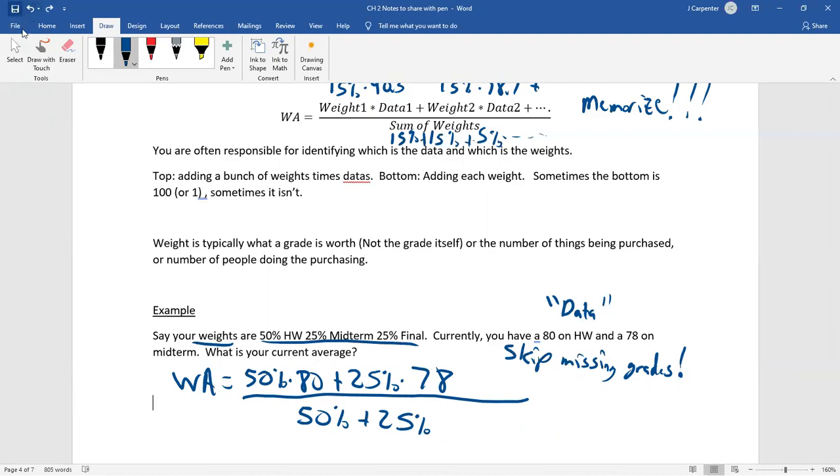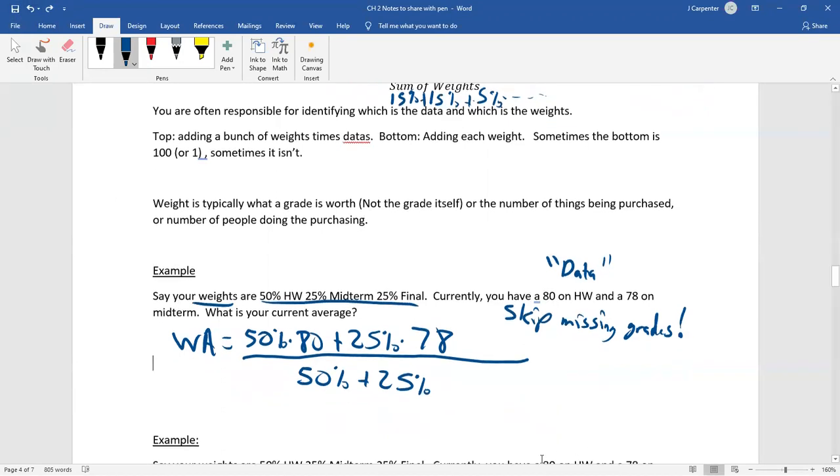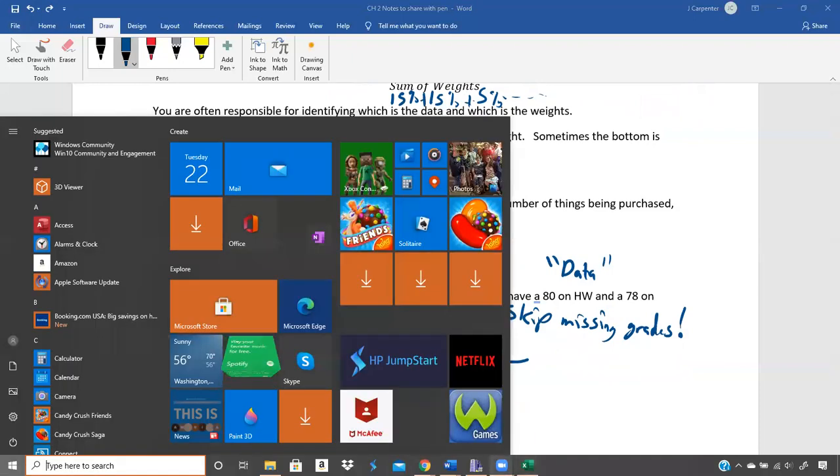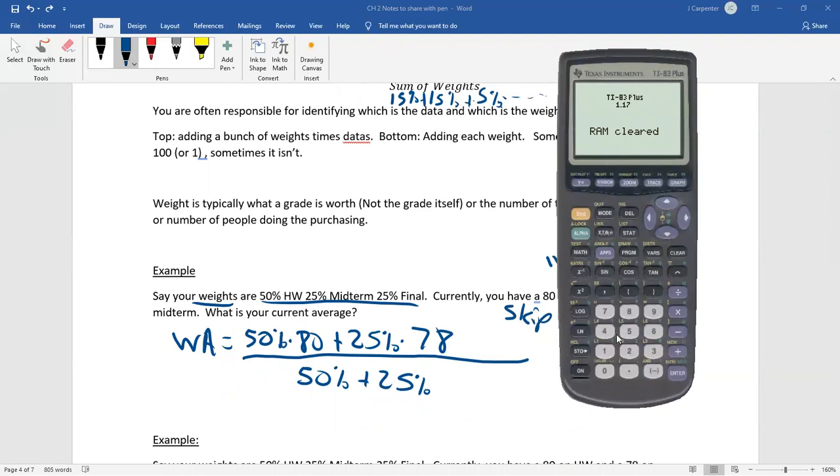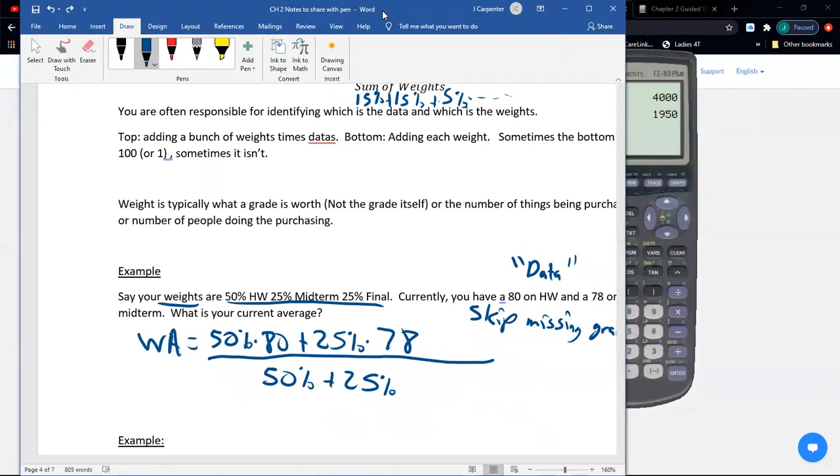All right, so we're going to do all the math here. Pull out our calculator. So we got 50%. I'm not going to write the percentage in this because I can't. So 50 times 80. And then we can just drop the percent symbol for reasons in this instance. So that's going to be 4,000. The 25 times the 78 is going to give us 1950.